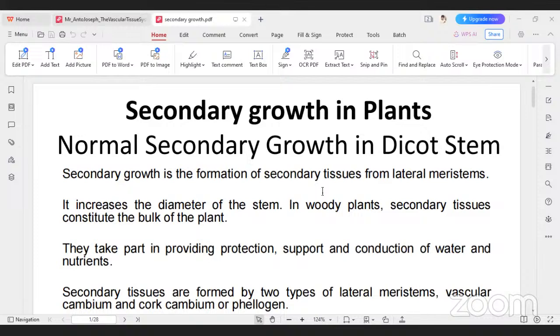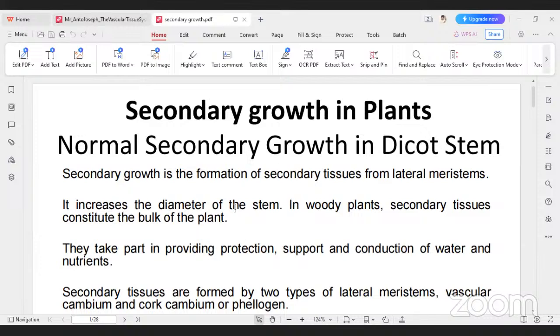Right. What is secondary growth first? What is secondary growth and what is primary growth? How does primary growth occur? How does secondary growth occur? I already told you when I explained tissues. Tell me primary growth and secondary growth and the importance of both. It is already clearly visible in the slide.